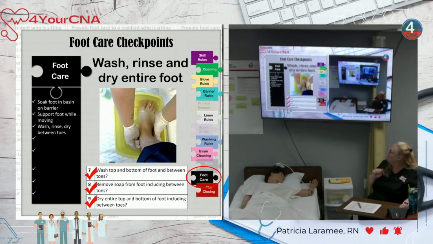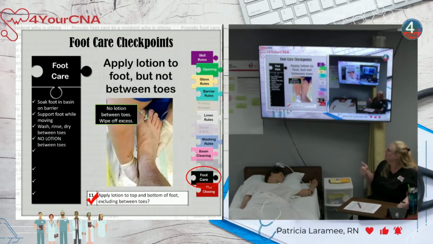Wash top and bottom of foot in between toes. Remove soap from foot, including between toes. And dry top and bottom of foot, including between toes. Those are your checkpoints. There's nothing specific here. There's nothing difficult. You're just washing the foot. But that's not why you're there. You're there to look.